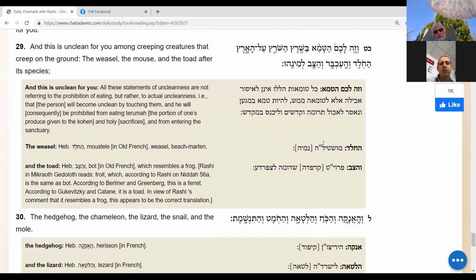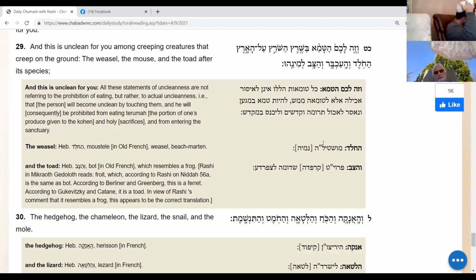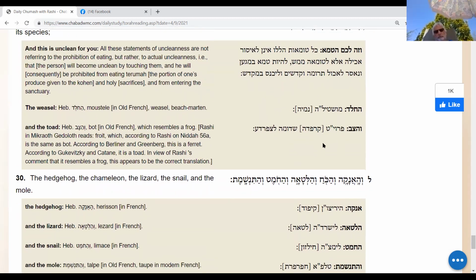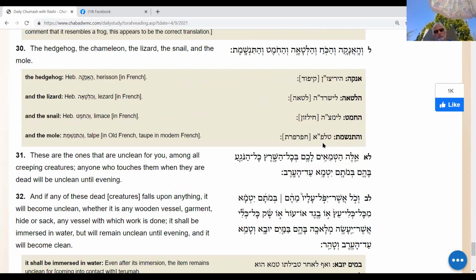What about bugs? He's going to give you a list of eight creatures whose carcasses are impure. The weasel, the mouse, the achbar, the hatzav, the limine, and the toad after its species. We're not talking about whether they're kosher. We already learned that they're not kosher. But if you touch them, you're not allowed to go into the Beis Hamikdash. You first need to go to the mikvah, and then you're pure. And he finishes the list of eight: the hedgehog, the chamelin, the lizard, the snail, which Rashi says grows with its shell, and the mole. It's verse 31.